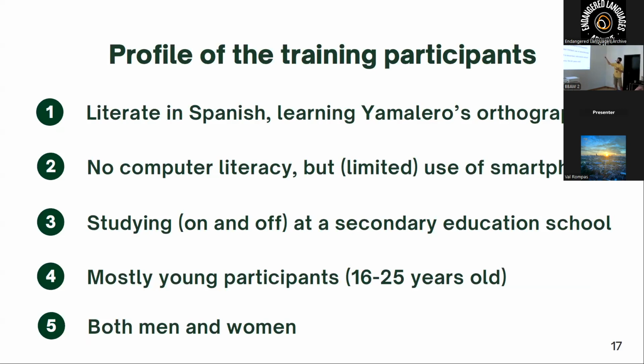So let's move to this third section, discuss more specifically the training after this introduction. The profile of my training participants is people who are, most of them, literate in Spanish and who are learning the Yamalero orthography, who have no computer literacy, although they are starting using smartphones, who are studying on and off at a secondary school, mostly young participants, and both men and women.